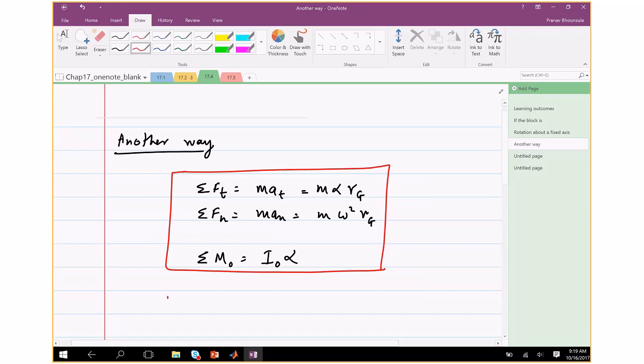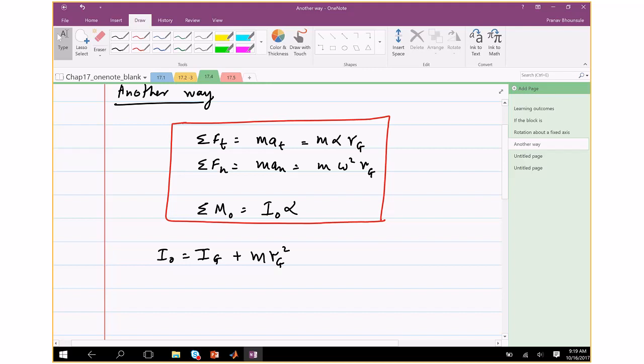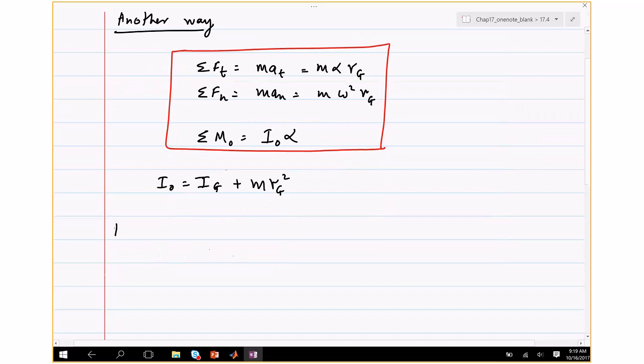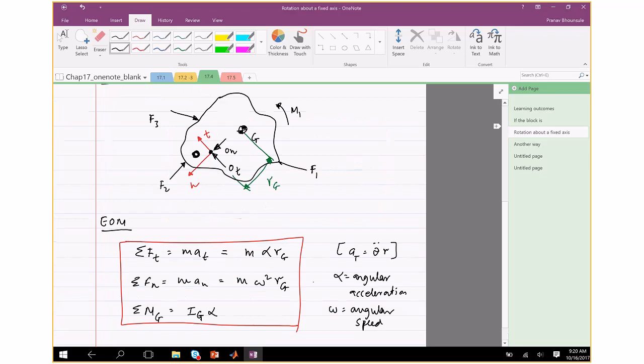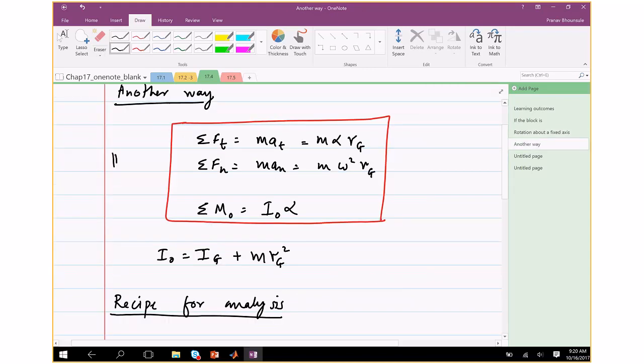So IO is IG plus mass times Rg square, assuming that Rg is the normal distance. So let me call this set as set 1. Let's call this 2.